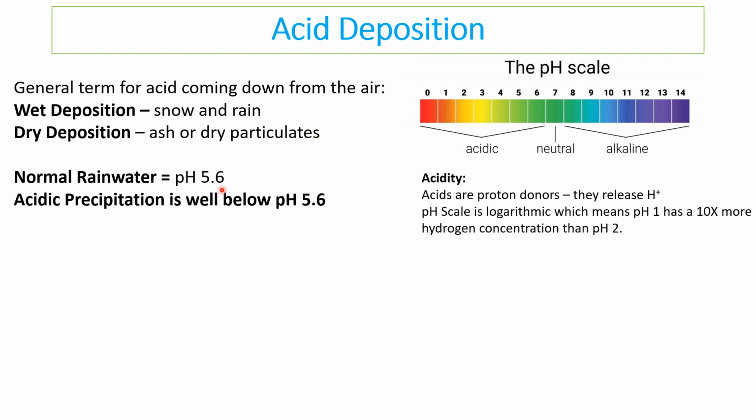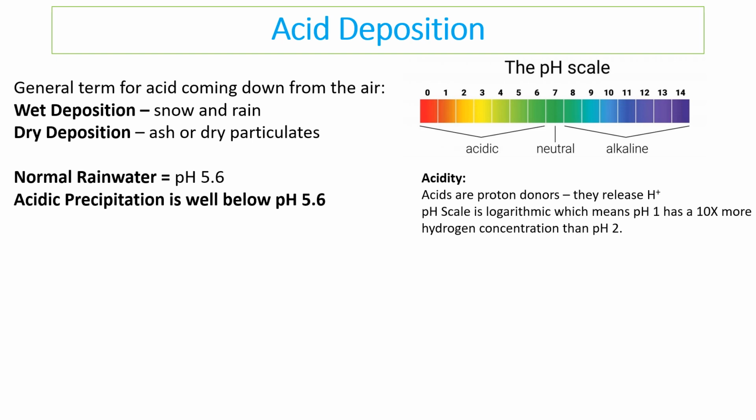Now, normal rainwater has a pH of up to the level of, rainwater is acidic, classed as acid rain when it's below pH 5.6. So that's when it's acidic. Rainwater is naturally acidic. So if it was 6.6, it would be classed as normal rainwater.